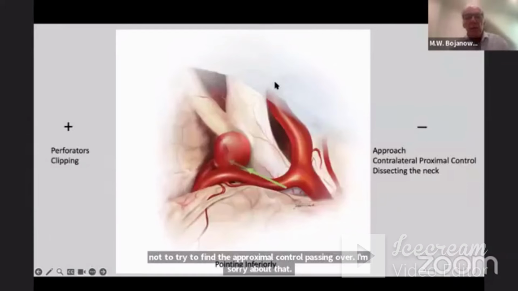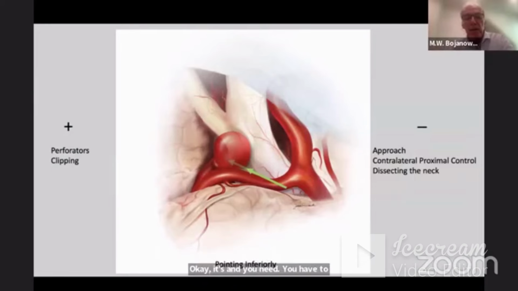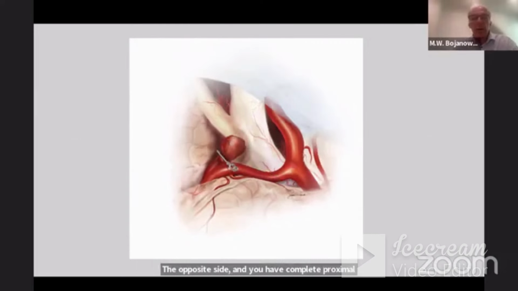You have to angle your microscope parallel to the A1 segment and try to reach this area just close to the neck of the aneurysm. And in fact, when you are doing this, you are dissecting the neck of the aneurysm. And in this case, you can reach the A1 segment on the opposite side, and you have complete proximal control of the aneurysm. This is before the clipping.